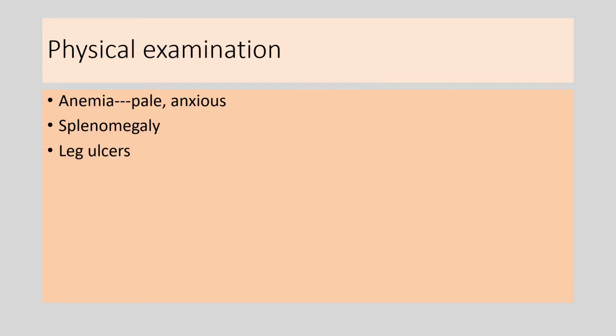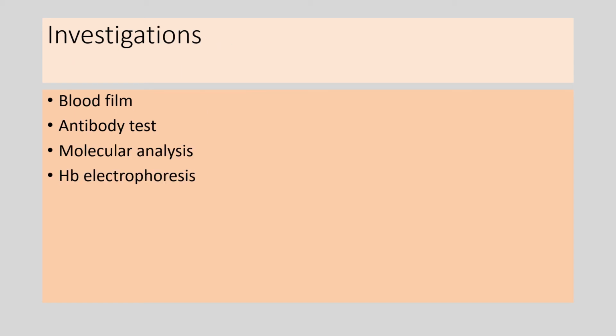In the physical examination, because of anemia, the patient would present as pale and look anxious. There could also be splenomegaly and leg ulcers. In investigations, blood film, antibody test, molecular analysis, and hemoglobin electrophoresis are the important points.